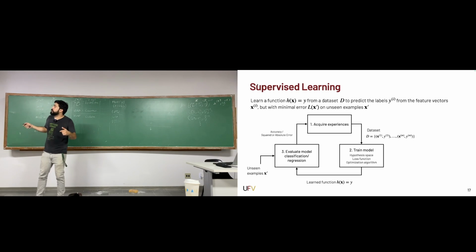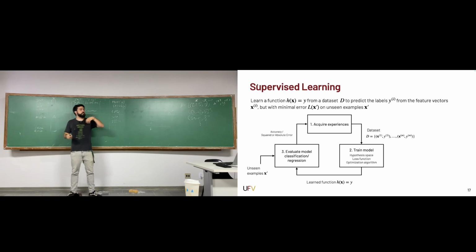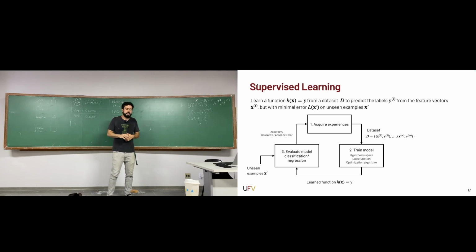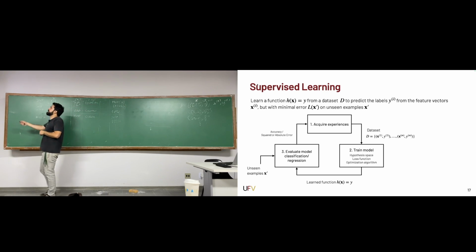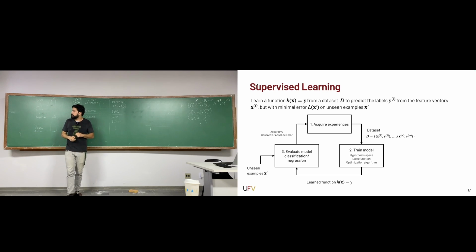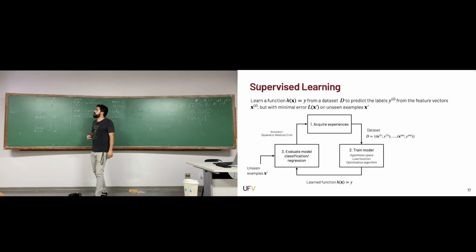For regression, we can use squared or absolute error. There are also other metrics, but there are many common metrics for each one of these problems. But now we are limited to this scope, which already allows us to solve many different problems. Questions? Okay, so let's move on.